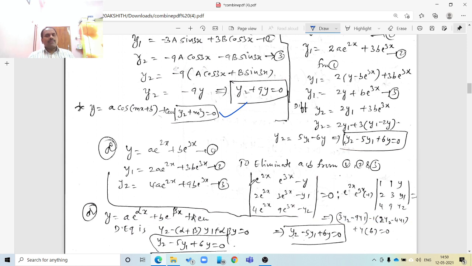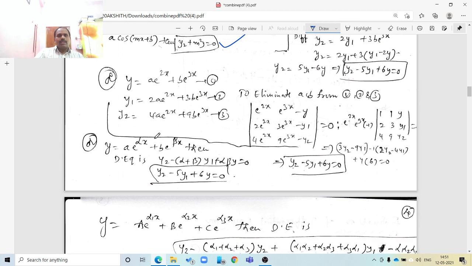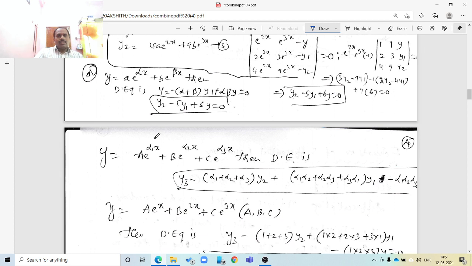And the coefficient matrix of arbitrary constants is 0. So in that process also you will get the answer. And third, there is a shortcut. A e^alpha x plus b e^beta x. This is alpha and this is beta. Then directly you can use this formula: y2 minus (alpha plus beta) y1 plus alpha beta y. That is 2 plus 3 is 5 y1, plus alpha into beta, 2 into 3, 6y is equal to 0. So this is the process to eliminate arbitrary constants.